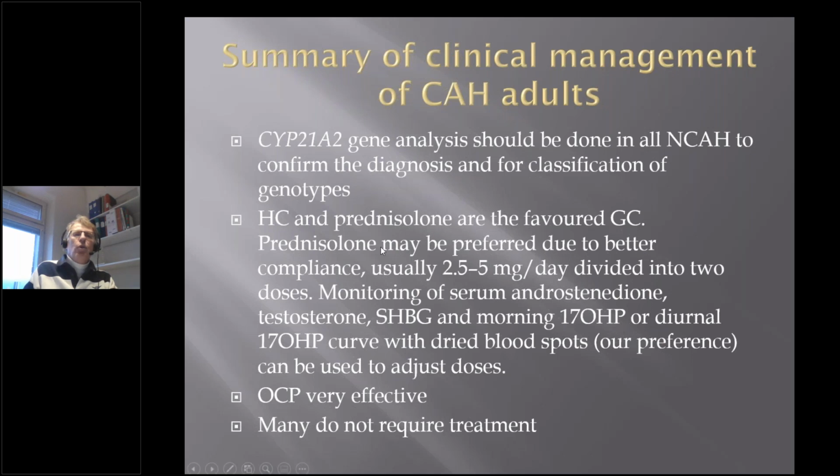And the hydrocortisone or prednisolone are the most favored glucocorticoids. In children, you should not use prednisolone because it might inhibit growth. And the doses, it's usually on the low side, so 2.5 milligrams is usually enough. Sometimes you have to increase during pregnancy, or you usually increase during pregnancy. And we talked about this, oral contraceptive pills are very effective, and many do not require any treatment at all.